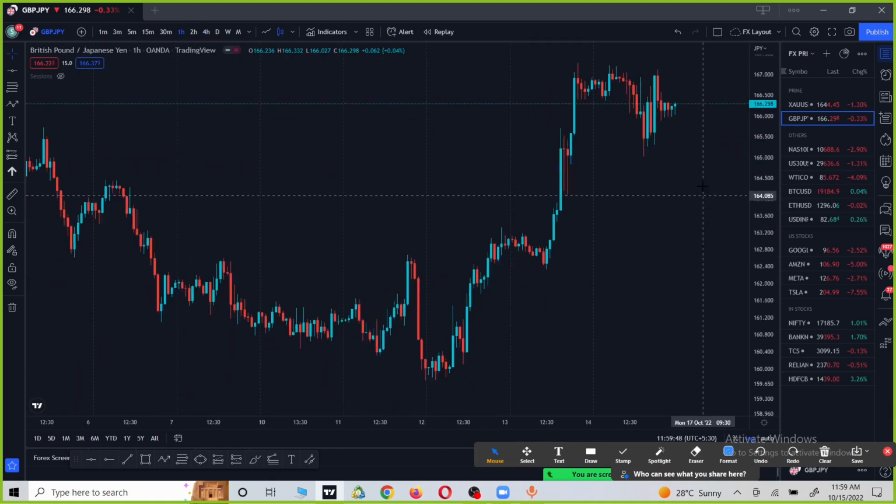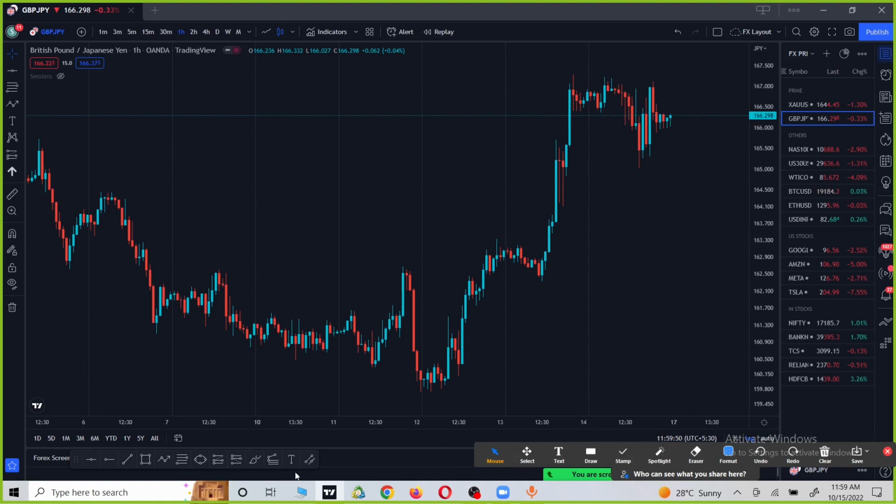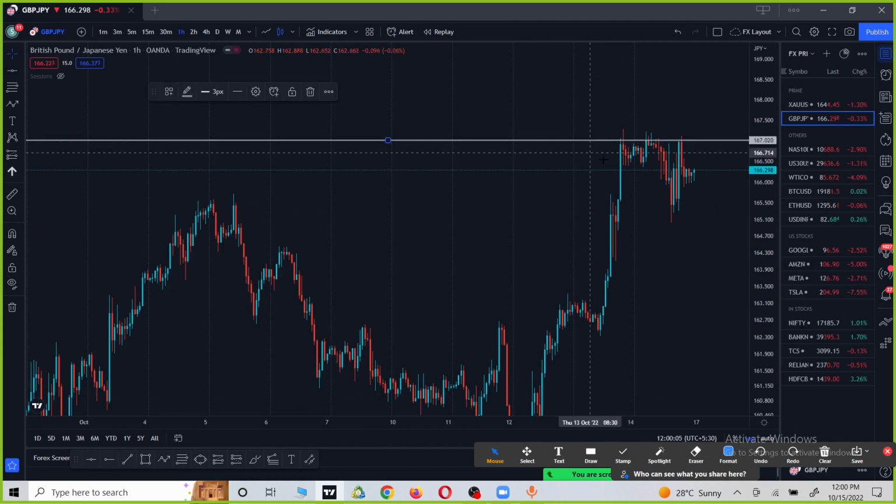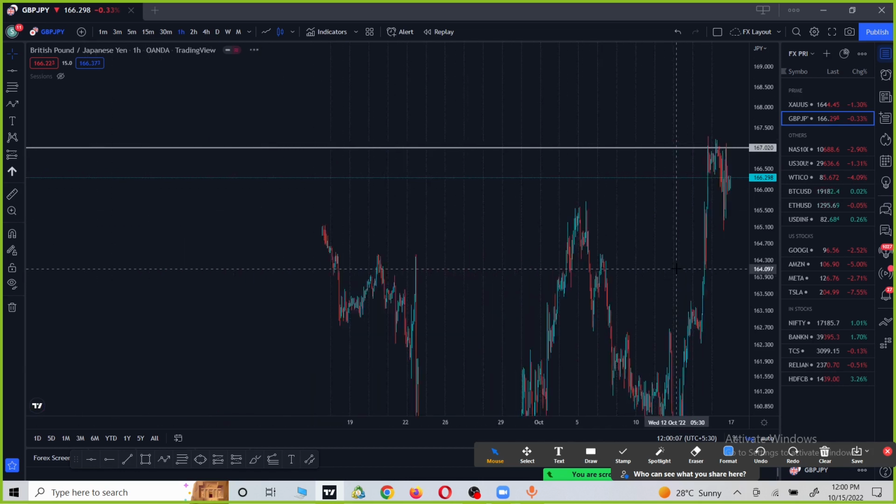On the 1-hour chart, guys, as you can see, the price is making higher highs and higher lows. We are making high, higher low, higher high, higher low. So we are bullish as we are making higher highs and higher lows. At the same time, we have this one as a strong resistance area.